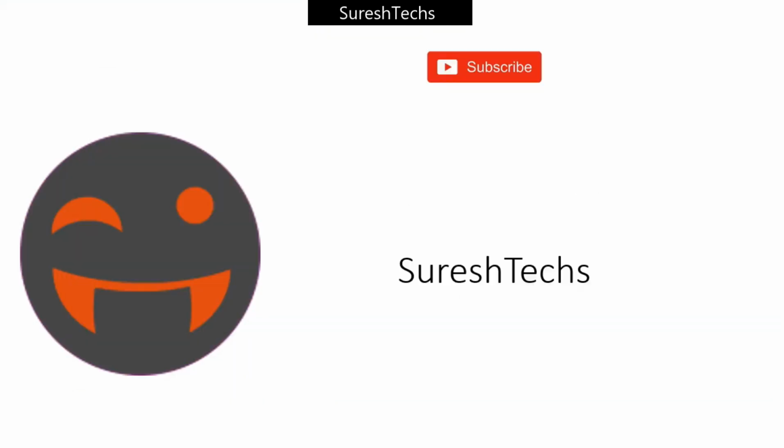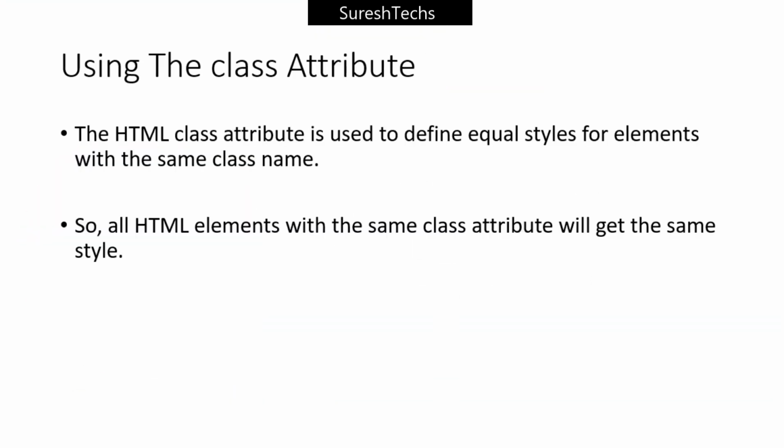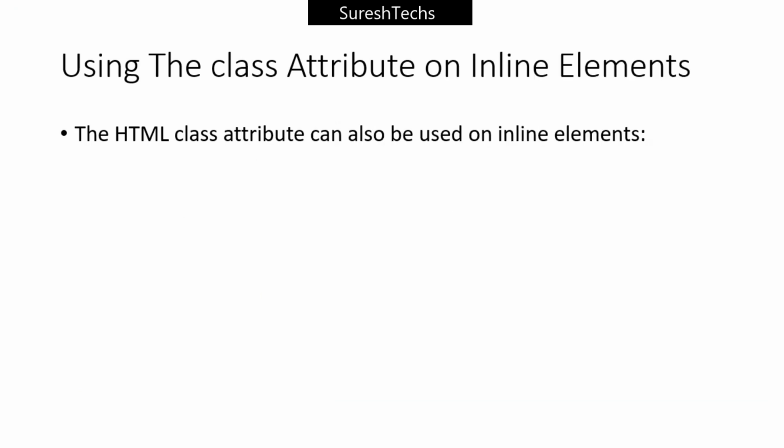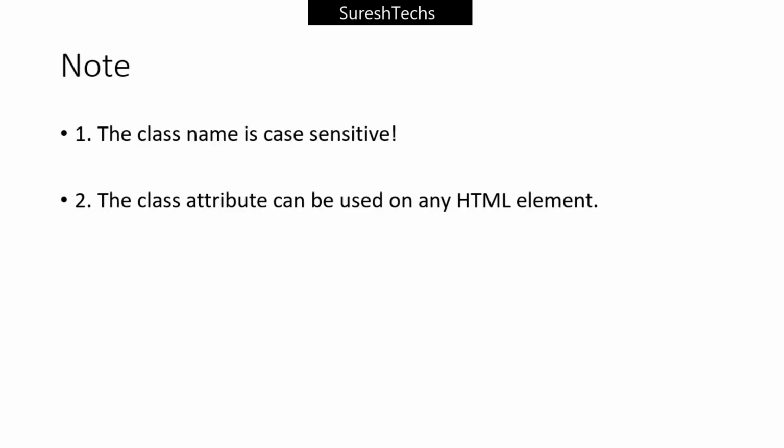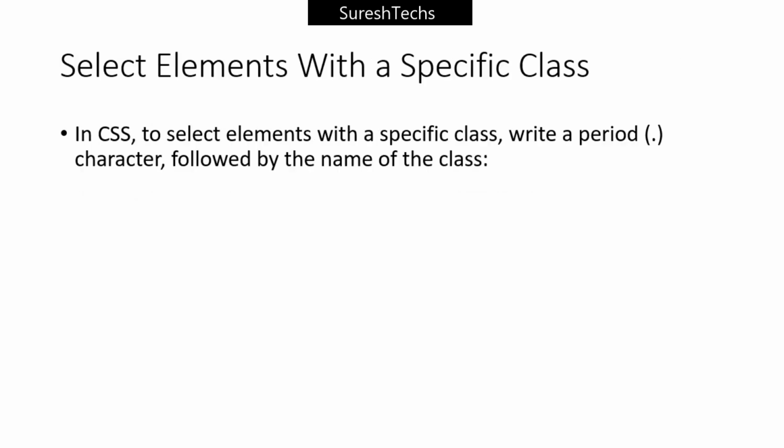So let me go back to my presentation. This is all about the class attribute. The HTML class attribute is used to define equal styles for the elements with the same class name. We looked at placing the class attribute for a block level element, and similarly for an inline element. The note point here is that the class name is case sensitive, and the class attribute can be used on any HTML element.